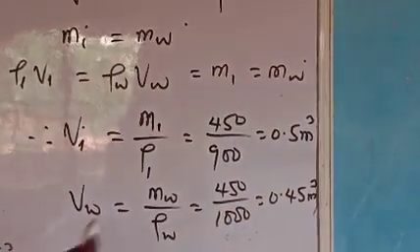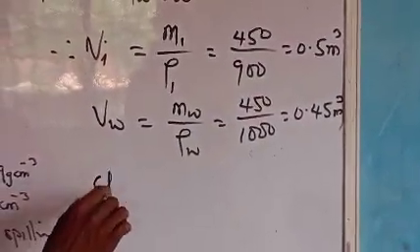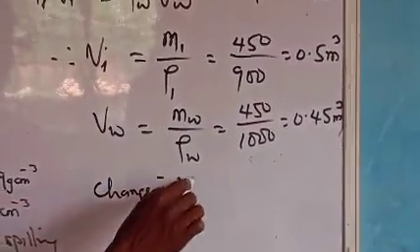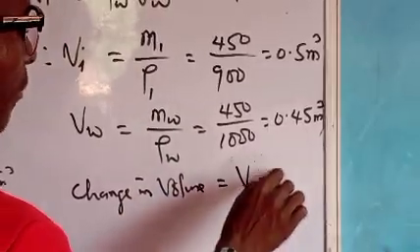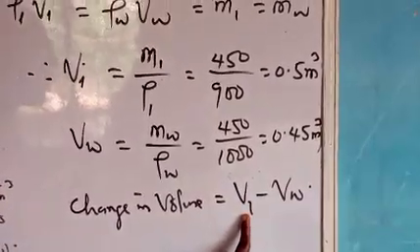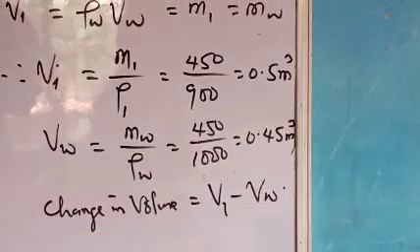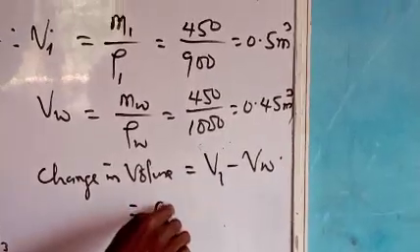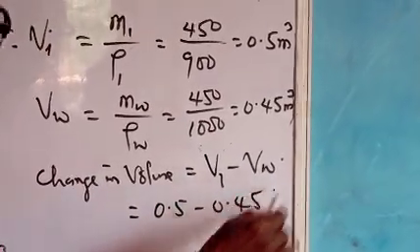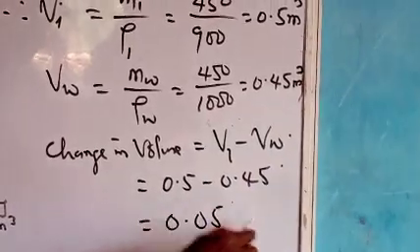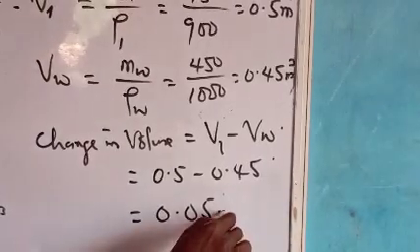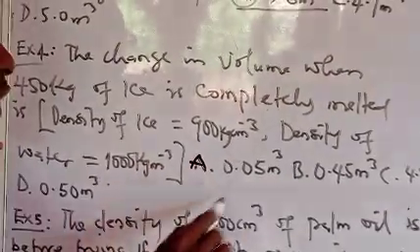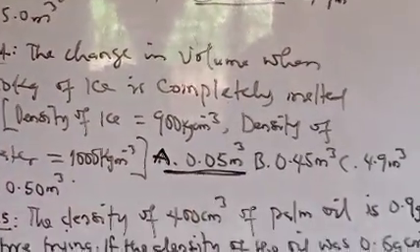So in other words, when I say change in volume, look at me. Change in volume is the volume of ice minus the volume of water. You know, in solid state, volume increases. So the volume change is 0.5 minus 0.45, which is 0.05. Check it. Look at it. We have 0.05, and at the end of the day, it will be meter cube. That's the answer. So the correct option here will be option A. Look at it here. This is the correct option.